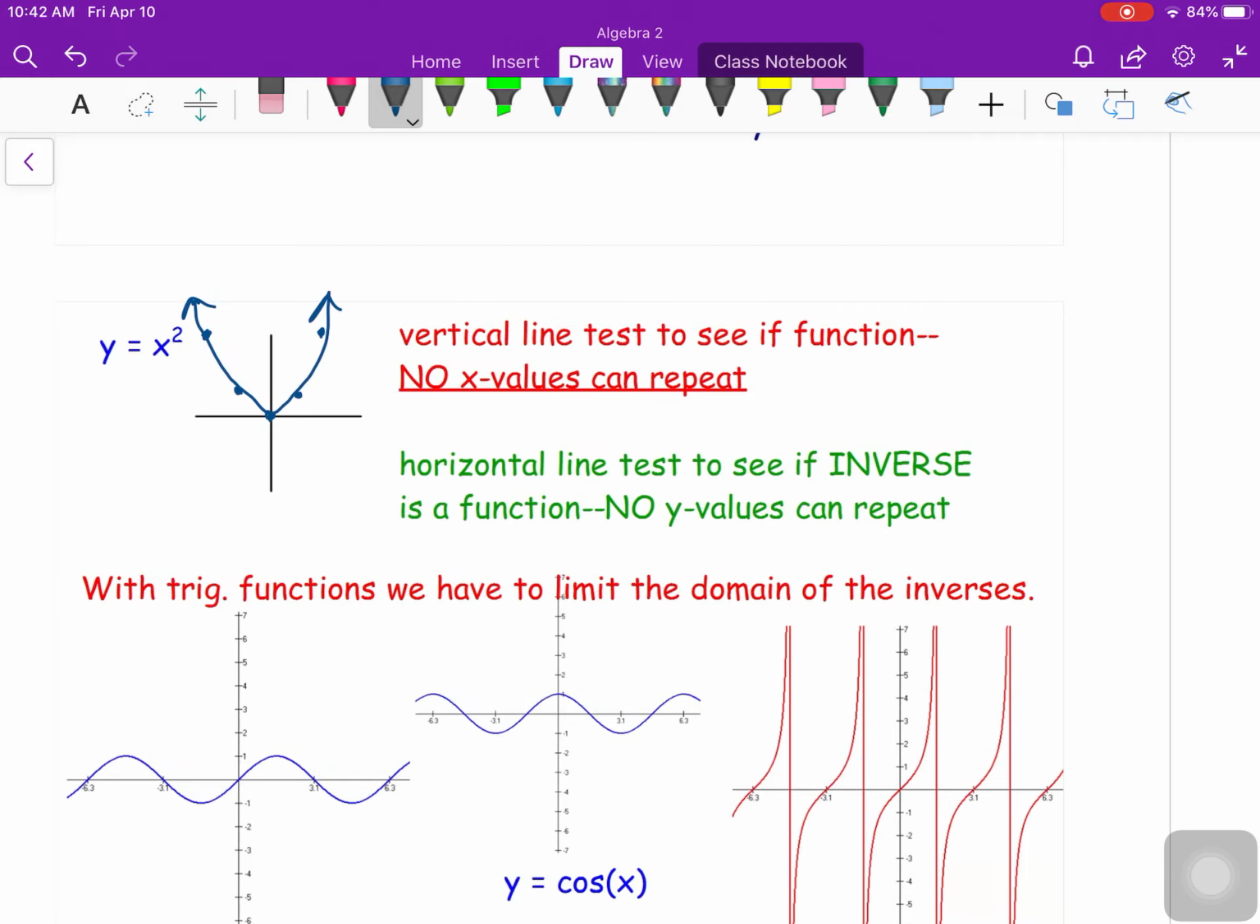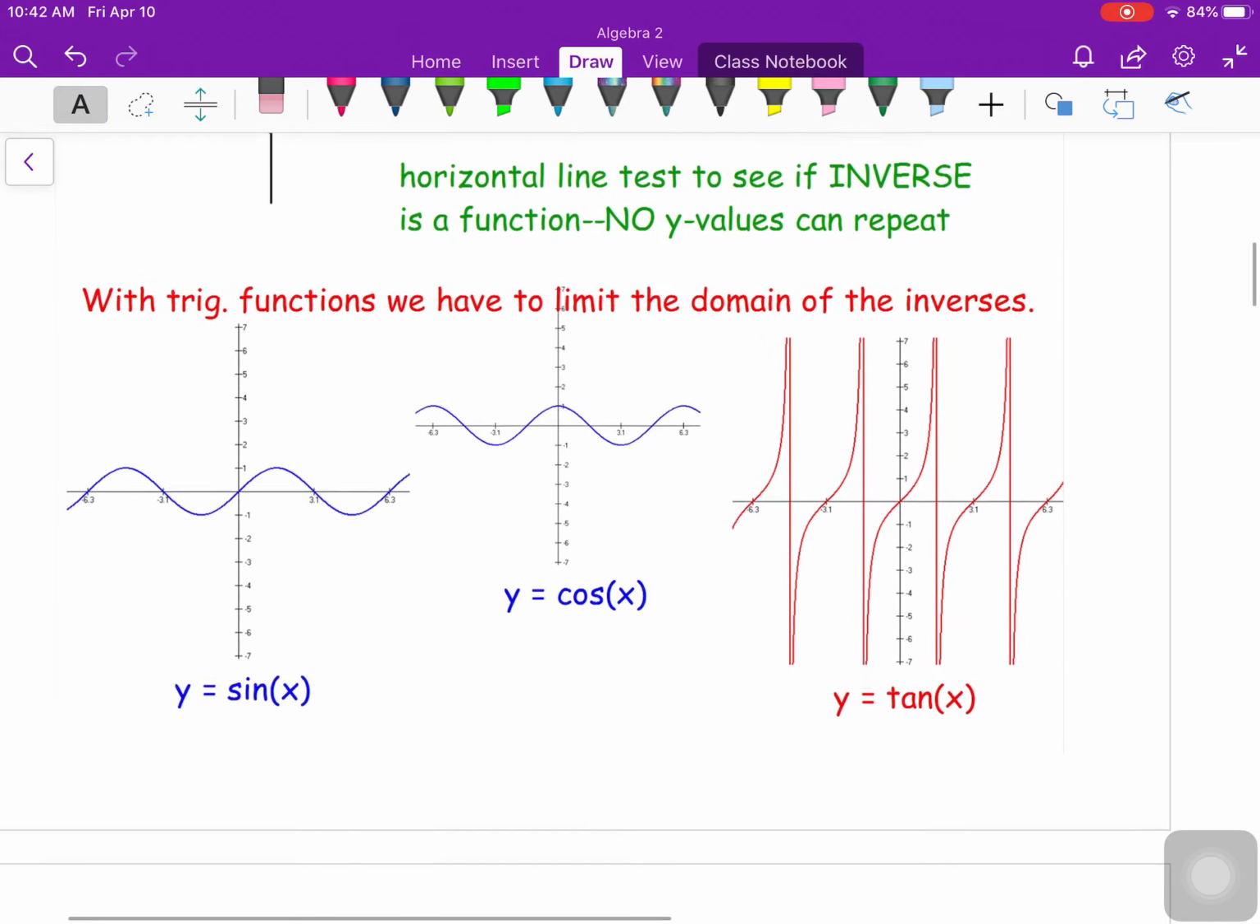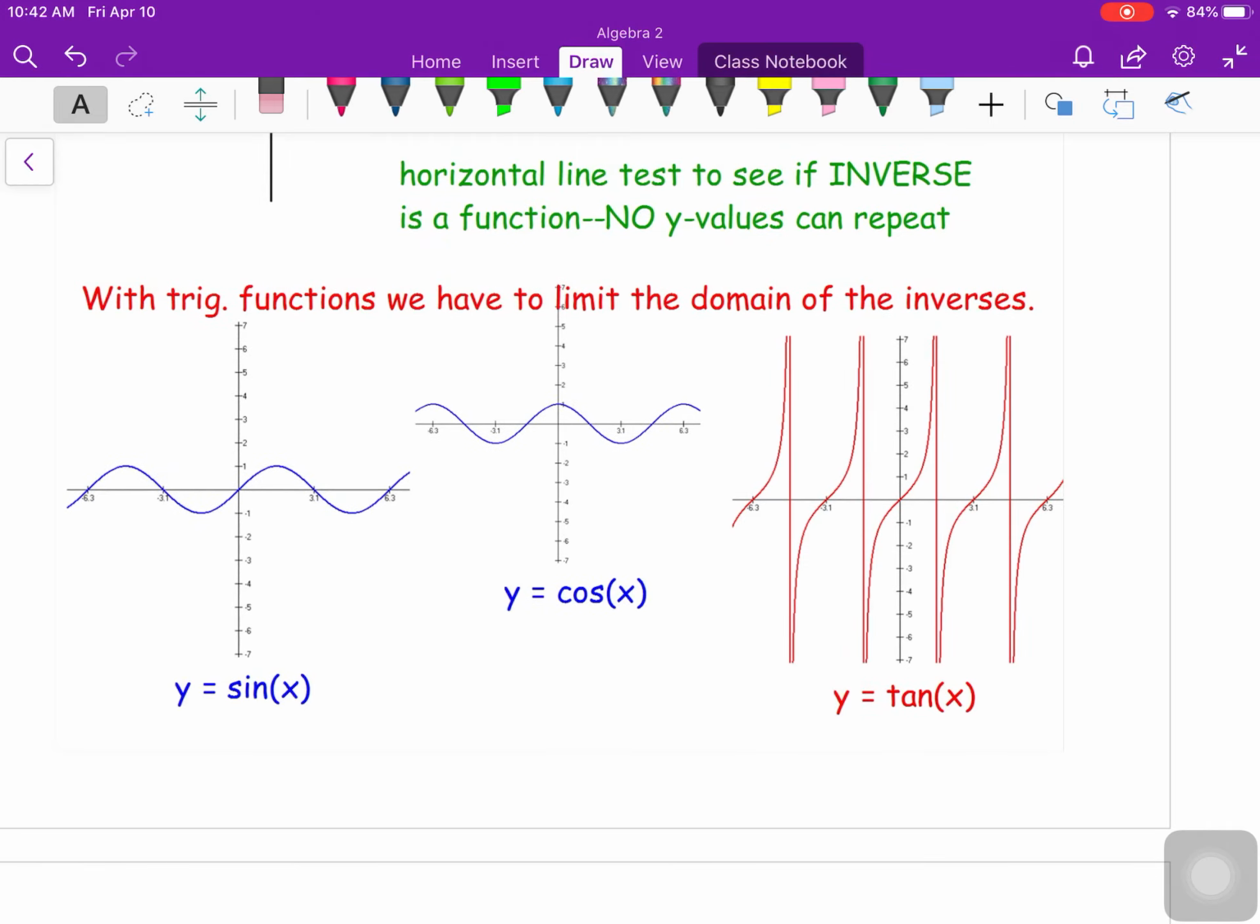We want to see if the inverse is a function. So to do that, remember we have to draw a horizontal line test. And I see that the inverse to x squared is not a function because there are 2 points in common with the horizontal line test. So right down here, I have the graphs of sine, cosine, and tangent. Let's check if their inverse is a function. No, no, no. So none of these inverses are a function.